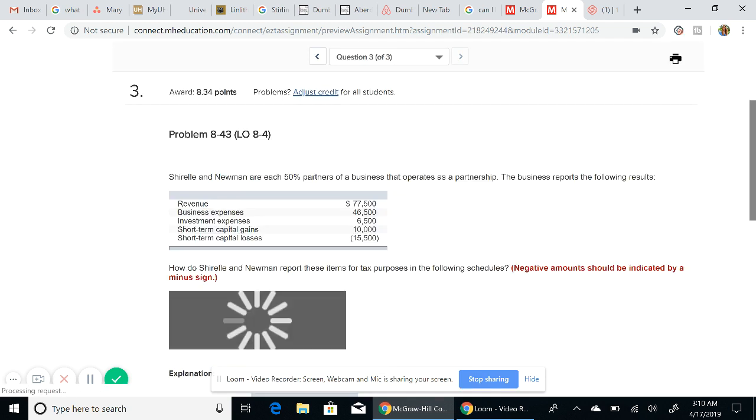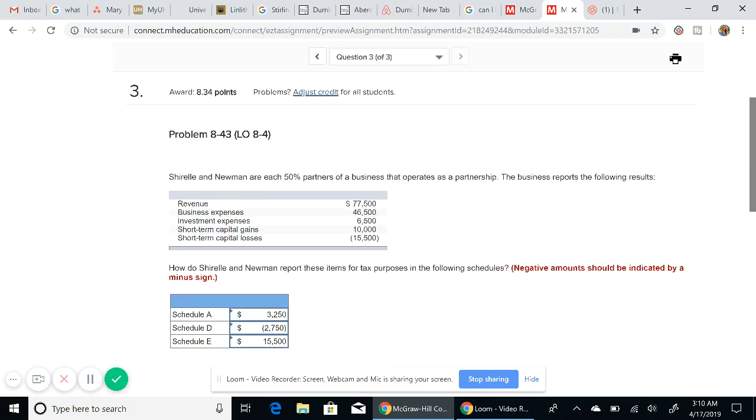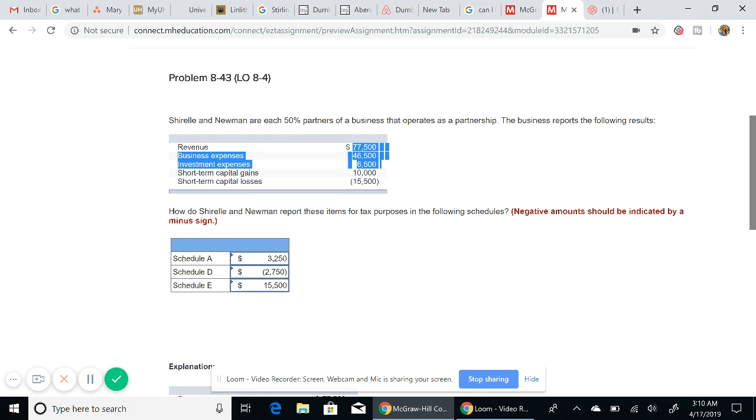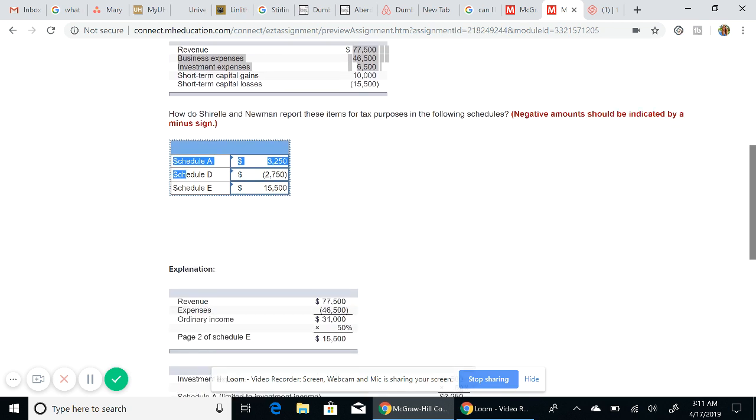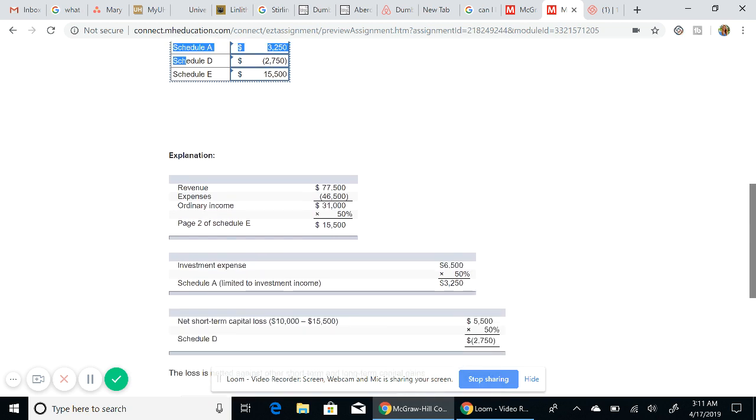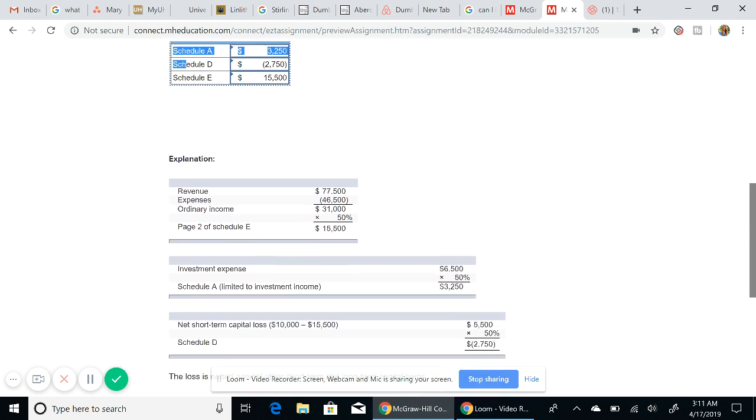And the last problem, number 3, is also similar. 50% partners in a partnership. The business reports revenue, expenses, investment expenses, short-term capital gains, and short-term capital losses. So how are they reported? This one is essentially the exact same as what we just covered.